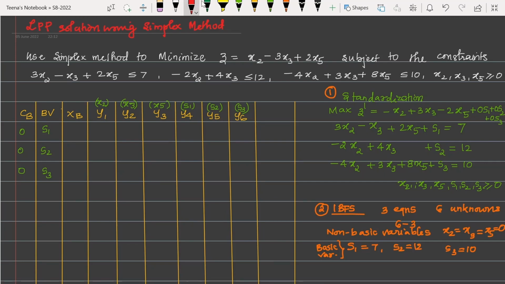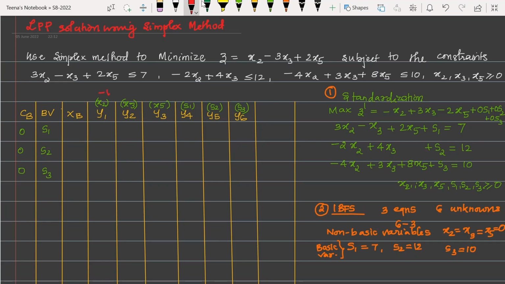So here I make the first column correspond to x2. I just give it the name y1 in order to explain the algorithm in a better way. I denote this first variable by the column name y1, the second variable x3 with the column name y2, and the third variable x5 with the column name y3. Then s1, s2, s3 are assigned column names y4, y5 and y6. So here we can see that x2 is with cost minus 1.